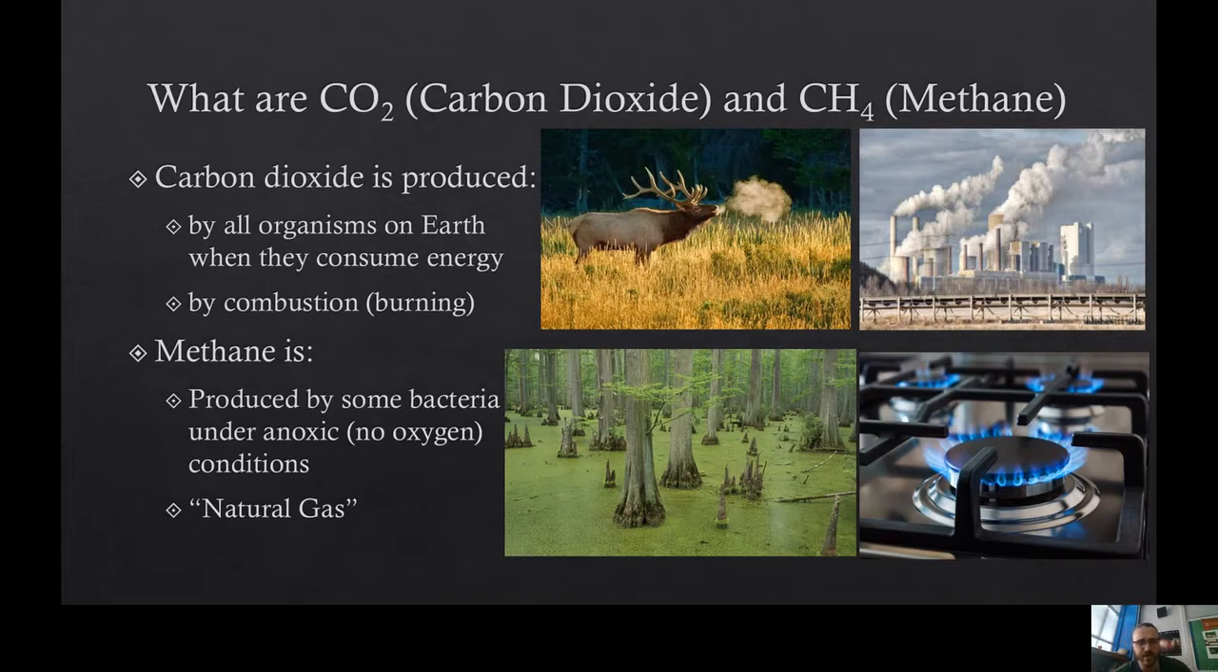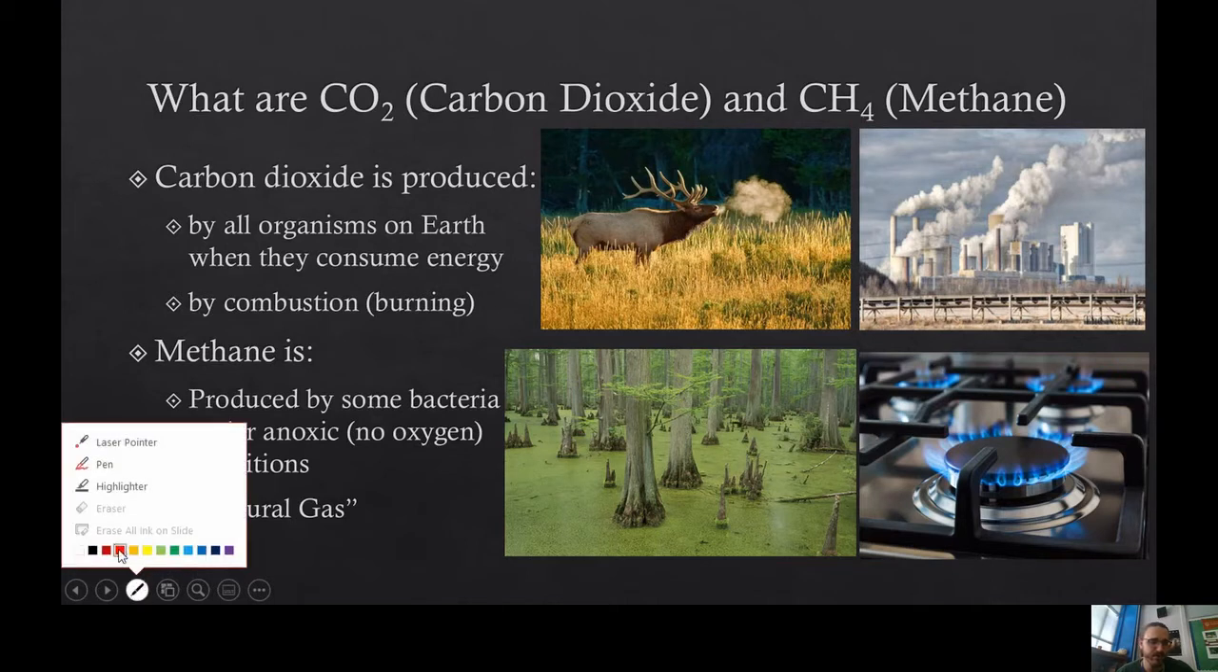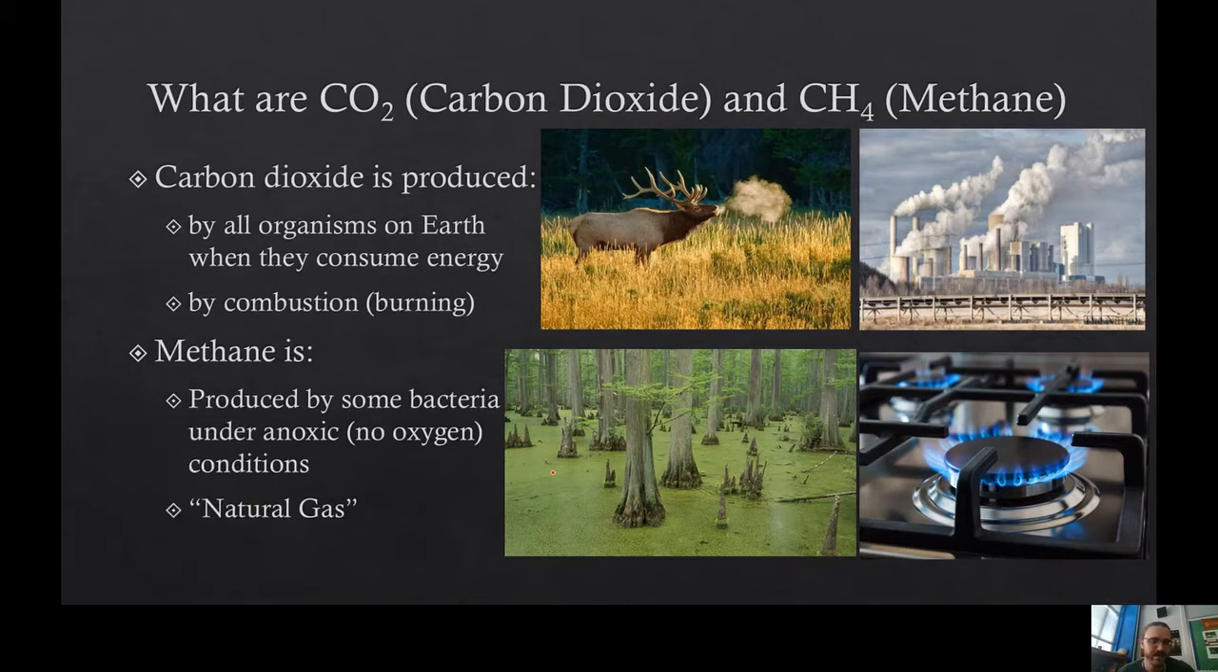So let's talk about where these things come from. Carbon dioxide is produced by pretty much everything on Earth. Just about any living organism produces carbon dioxide. There are some exceptions, but plants, animals, fungus, most bacteria, they all produce carbon dioxide. And you produce carbon dioxide when you breathe out. You breathe in oxygen, you breathe out carbon dioxide, and so does every other animal. So part of your breath is CO2.